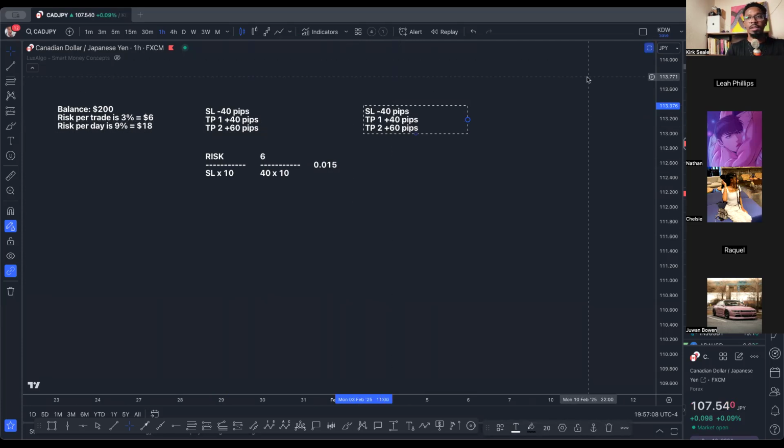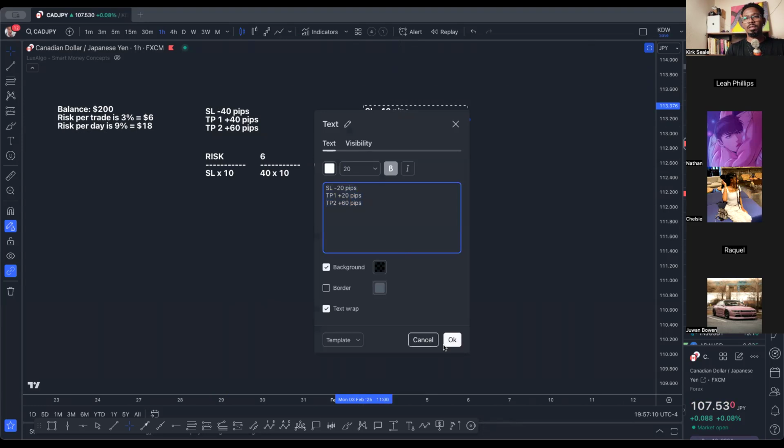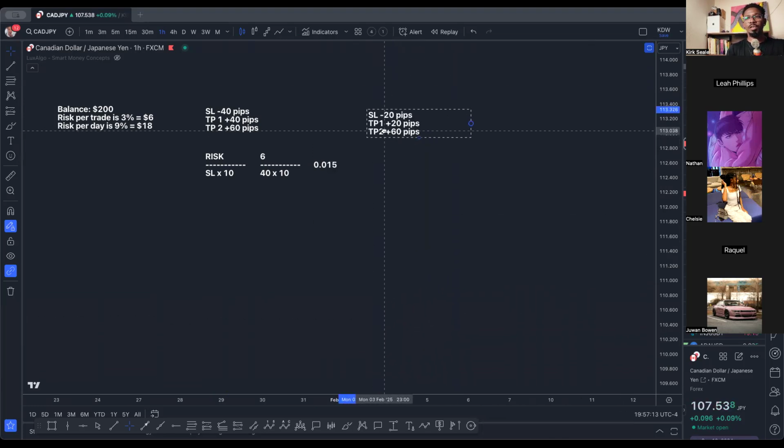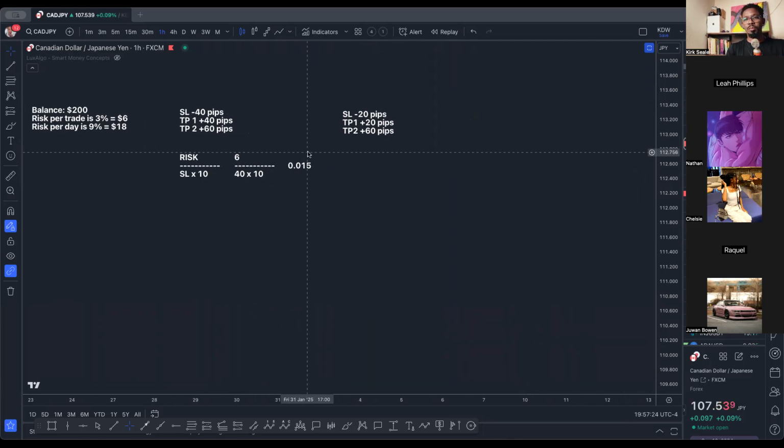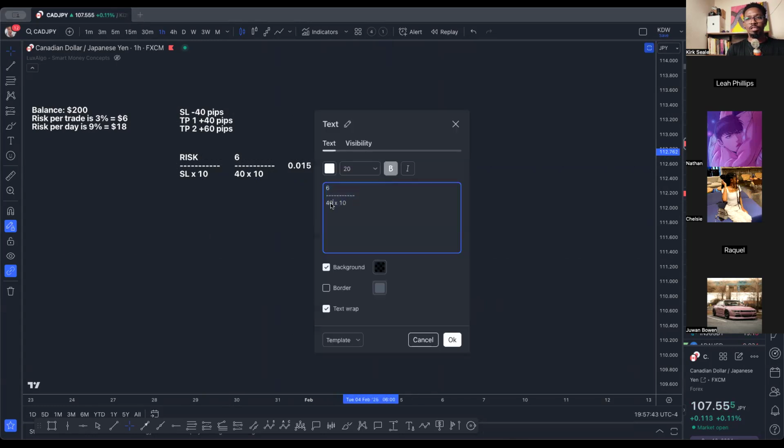So the next one, B. For B, our stop loss was 20 pips instead of 40. Our take profit was 20 pips, and take profit two was 60 pips. So our calculation is going to look like 6, because our risk doesn't change, over 20 by 10.